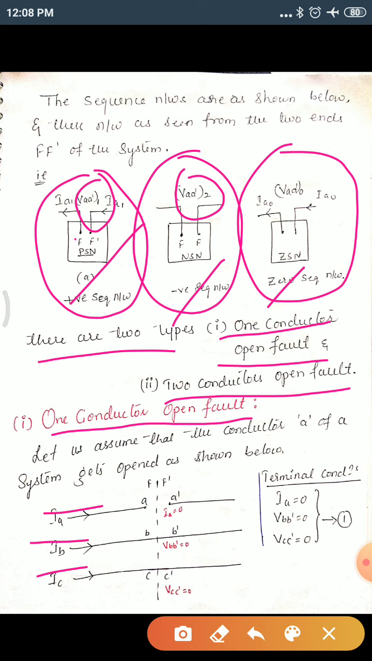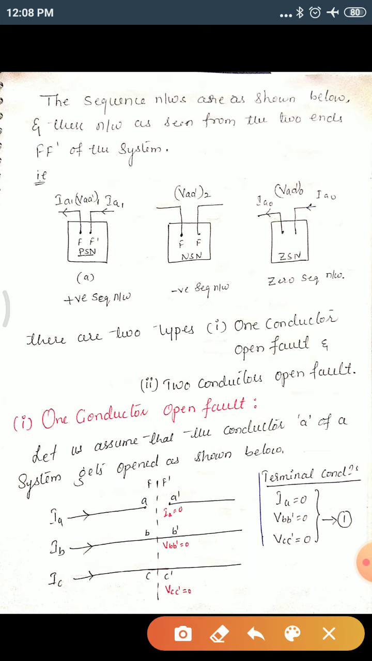Here we assume that one conductor is open. We have considered conductor A as the open conductor; you can consider B or C. This is the A conductor, so the current flowing through it will be IA, the B conductor carries IB, and this is IC. Assume the fault occurs here, so the end points are A dash, B dash, and C dash.